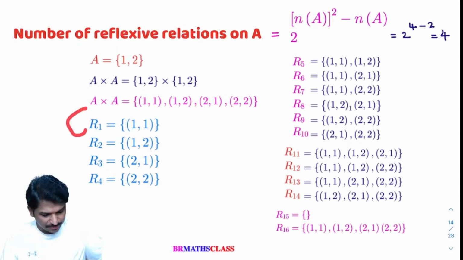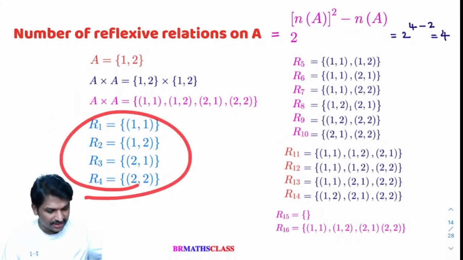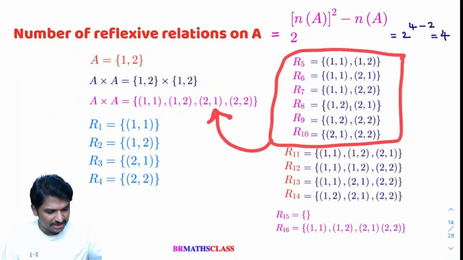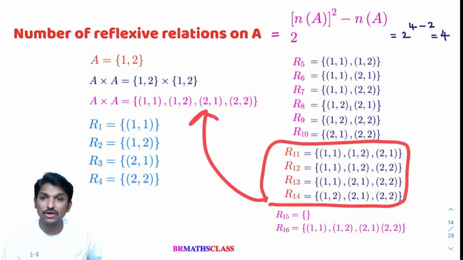You see, this is a subset of A cross A. This is also a subset of A cross A. You can check here, these are all subsets of A cross A. And I have taken these 2-element subsets. These are all subsets of A cross A. So these are all relations.